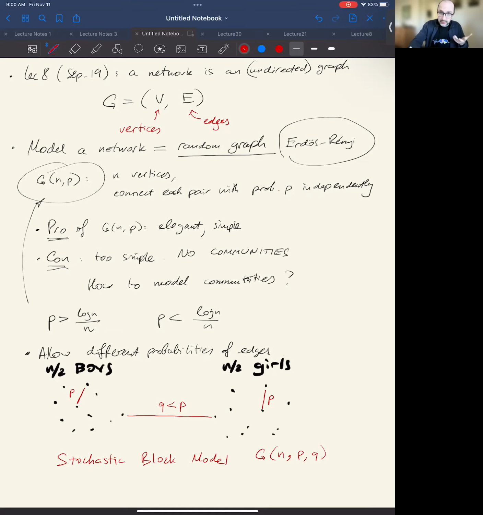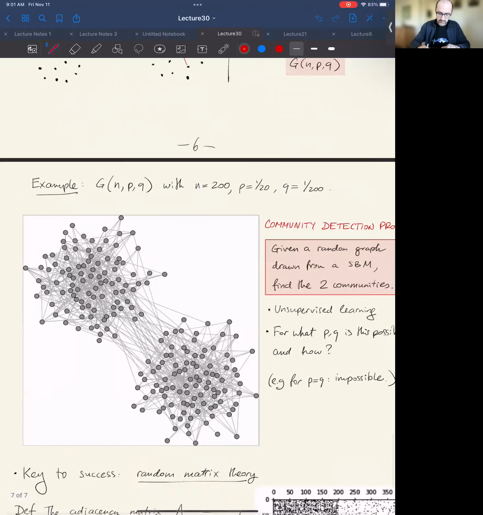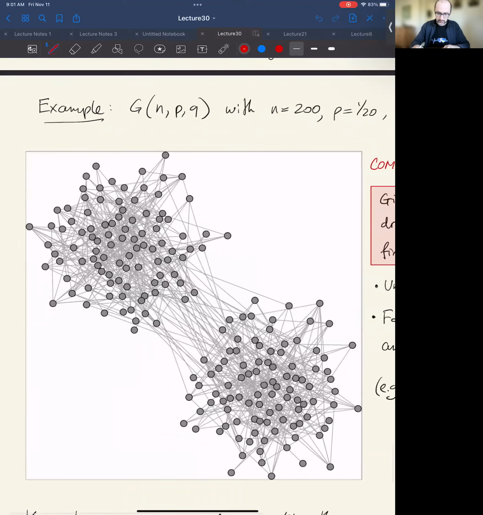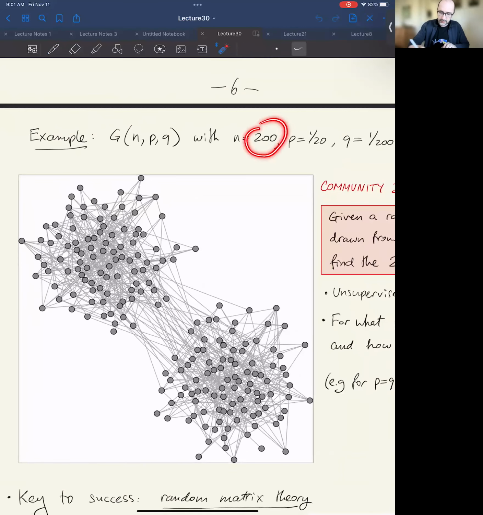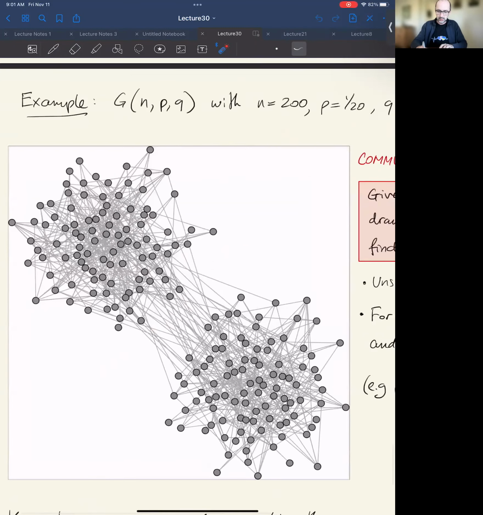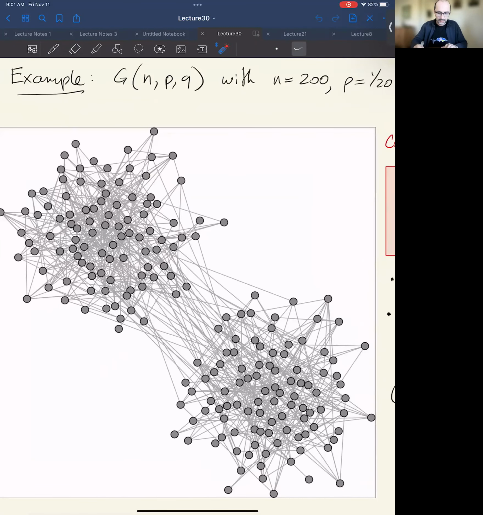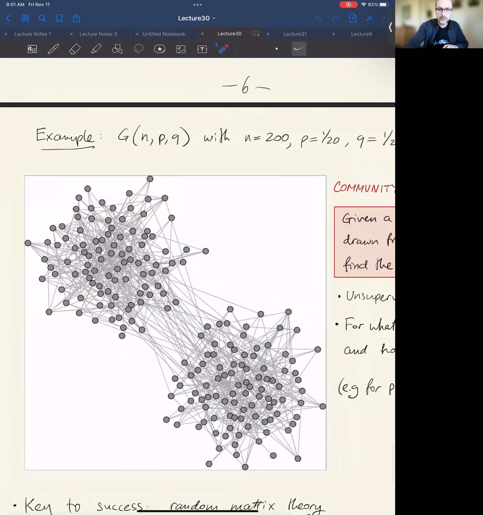And yeah, so here is the model itself, clear. And then here we go. Here's what it looks like. I generated this model. Actually, my student generated this. Here, there's 200 vertices, so there's 100 boys, 100 girls. Probability of inside community connection is 1/20, and inter-community connection over here is 1/200. And here we have a nice and simple baby model of a network with communities.